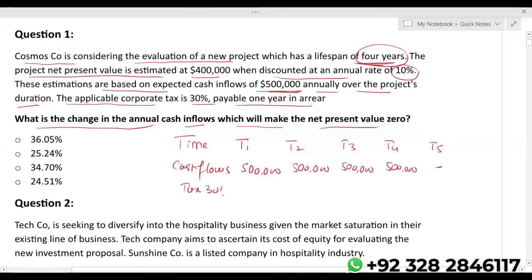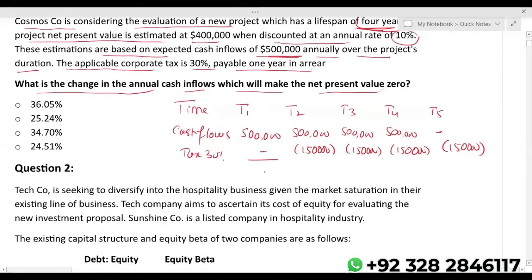Tax 30%, 1,50,000, 150, 150 and 150. Net cash flows: 500,000, 350, 350.